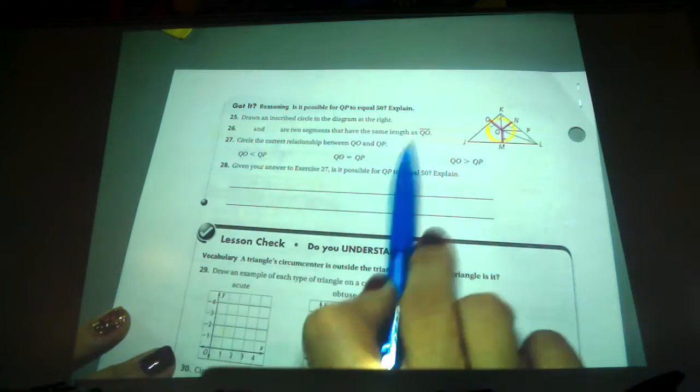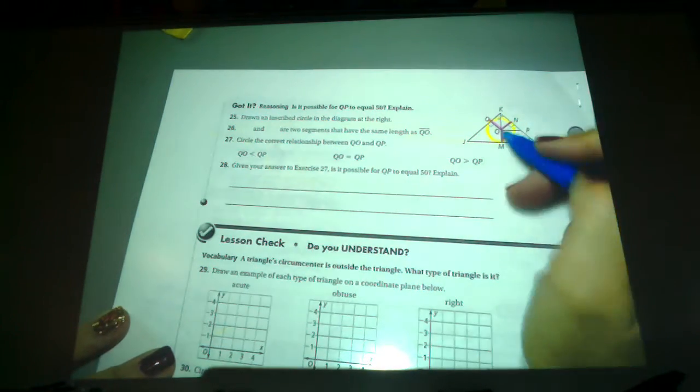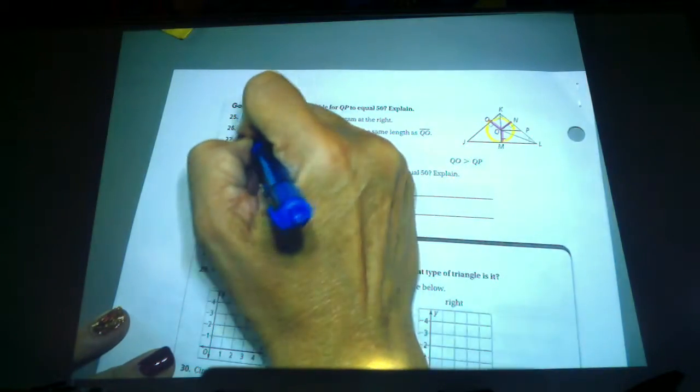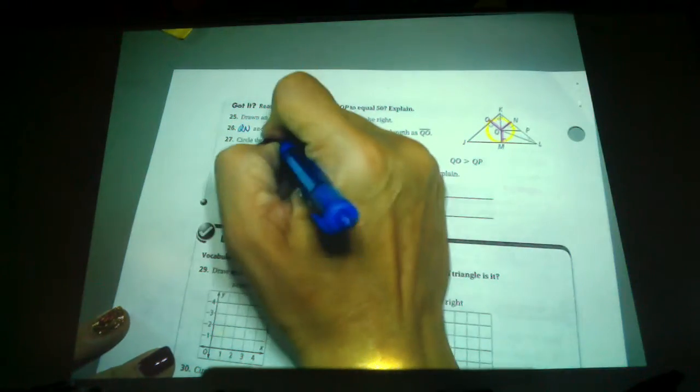All right, so blank and blank are 2 segments that have the same length as Q to O. So what are they looking for? What other 2 segments have the same length as Q to O? Yeah, so Q to N and Q to M.